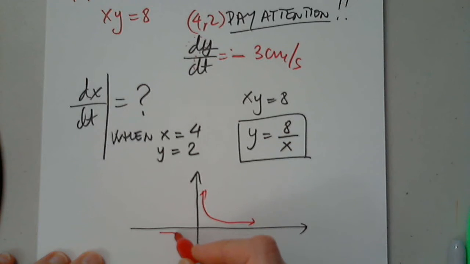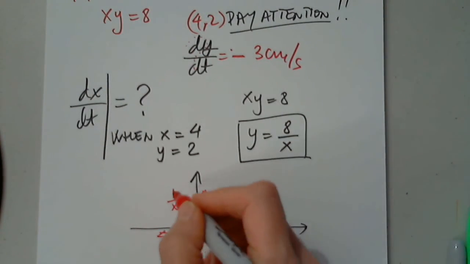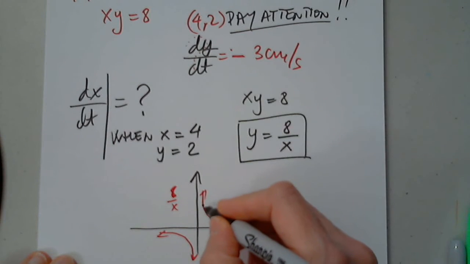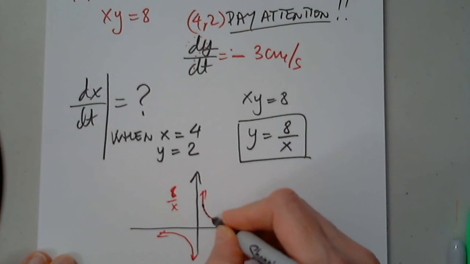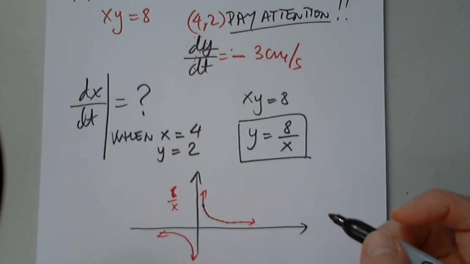So 8 over x is not too different. Okay, so this is 1 over x. Very similar, 8 over x. Not a big deal. So I know that the particle is moving along this curve. Moving, moving, moving. Okay, fine.